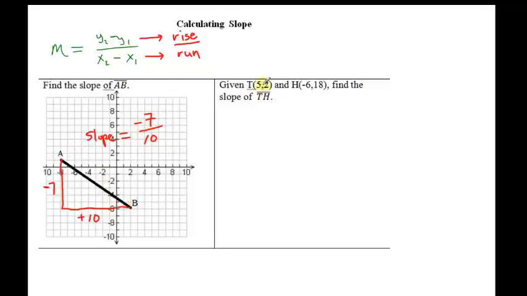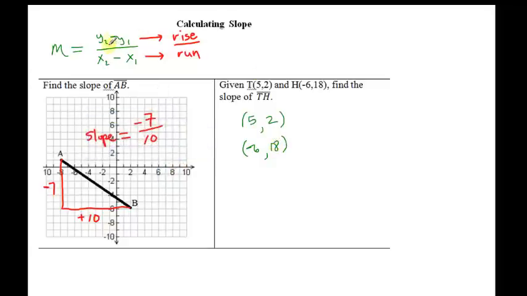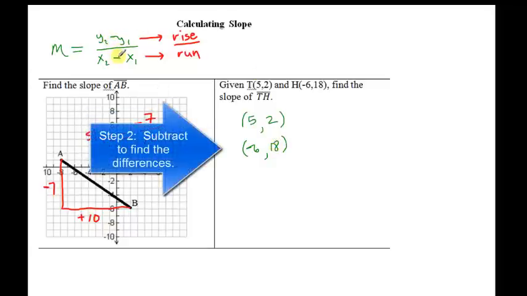If you're calculating the slope from a set of points and you don't have a graph and you don't want to take the time to graph it, this is my recommendation. You see me do this point stack a couple of times, and I want to make sure you do it here too because the order matters when you're doing slope. So I'm going to stack my points. I'm going to put 5, 2 in a stack here with the -6, 18. And according to the formula for calculating slope, these are subtractions. So I'm going to subtract those coordinates and look at what I get.